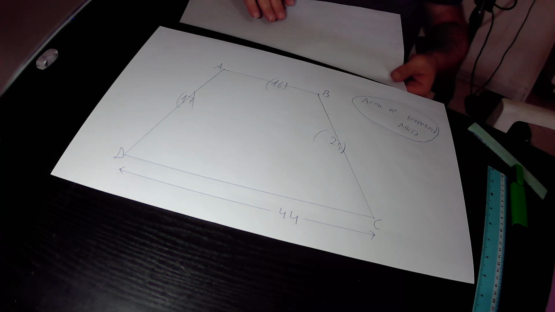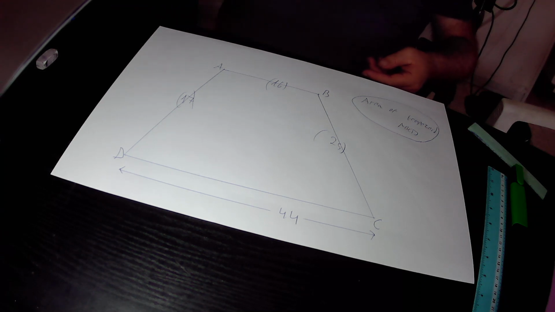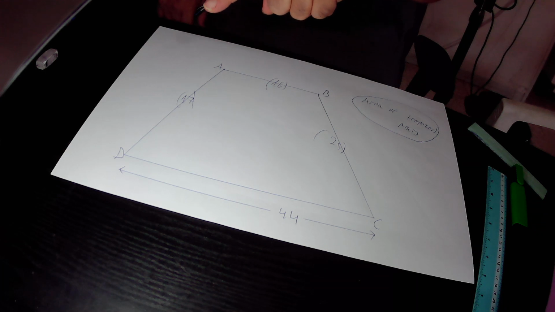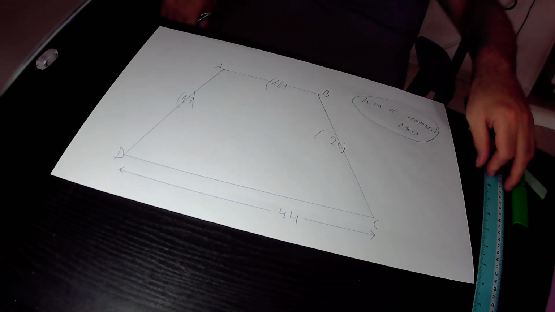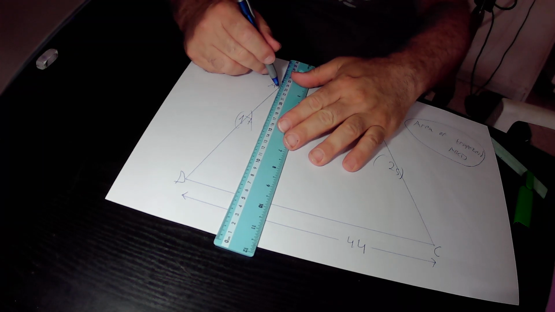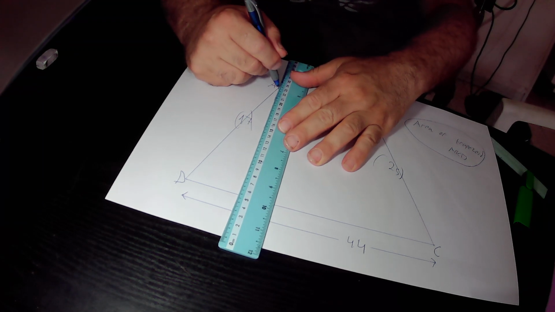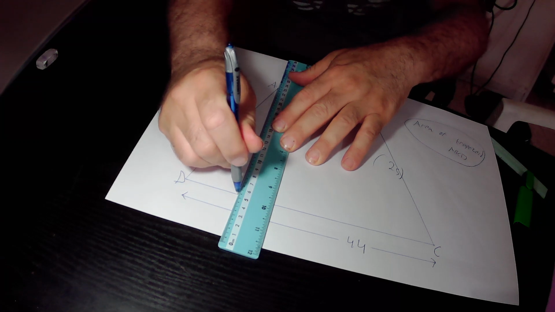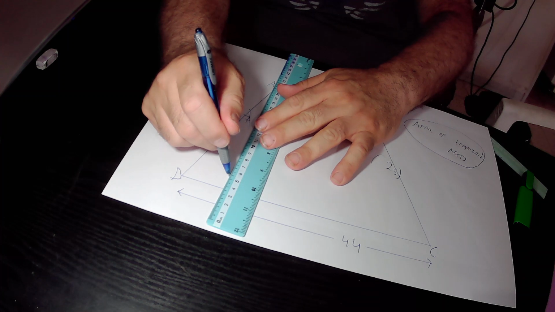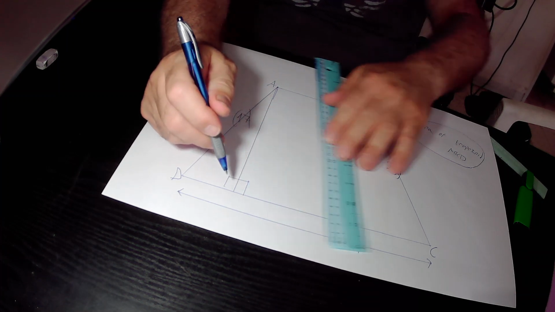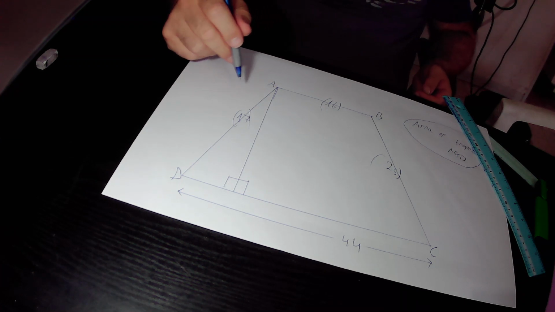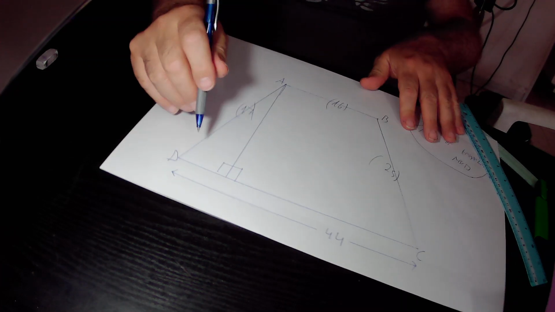So in the first step, we will do a construction, that is to say, from point A, we will go perpendicular on DC. So actually, this angle equals 90 degrees, and this angle also equals 90 degrees according to our construction. We'll define the touching point of the perpendicular from point A on DC. This point is point E.